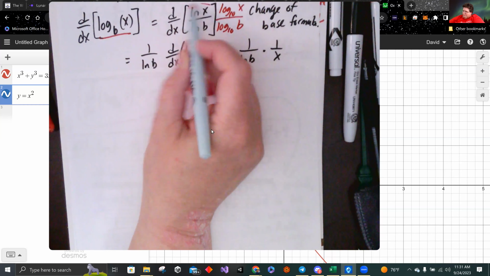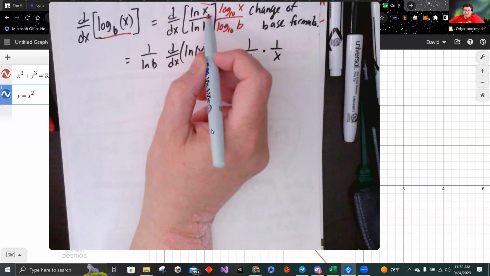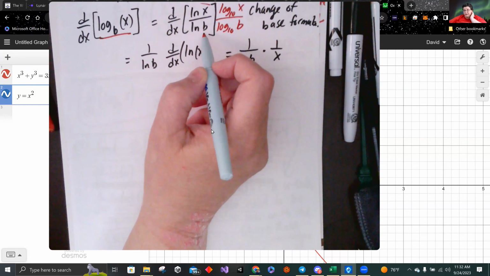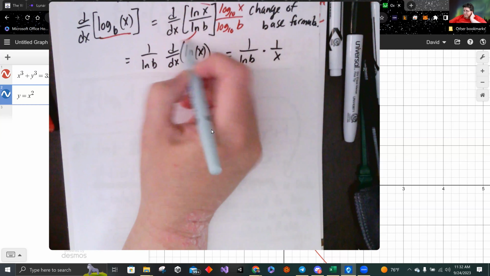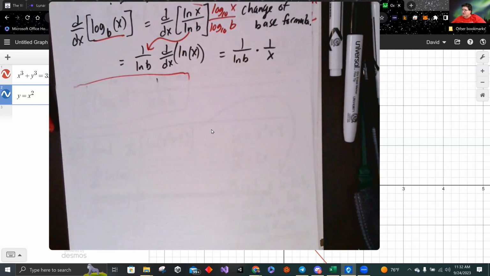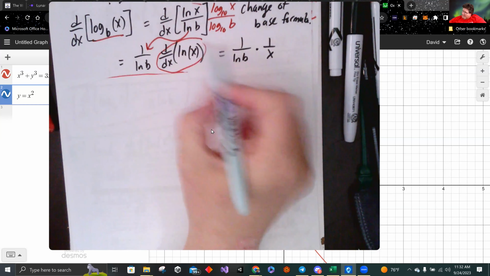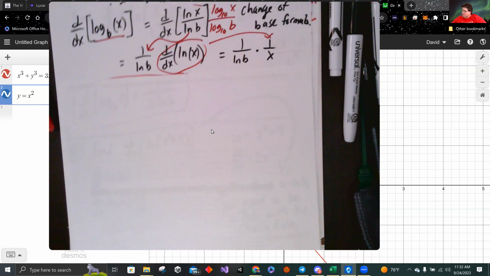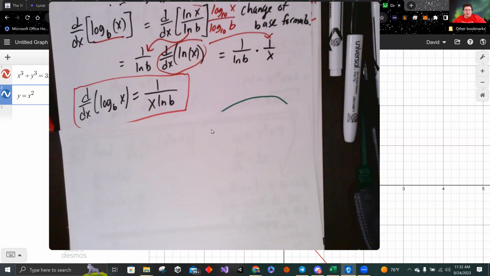We did this already, natural log of x. We took the derivative of that, so we're going to work with that. Natural log of b is just a constant here, so we can factor the constant out. And we have 1 over natural log of b times the derivative of the natural log of x. We already showed this part here was 1 over x. Boom. So we're going to write it as the derivative of log base b of x equals 1 over x times the natural log of b, all that on the bottom. Okay?